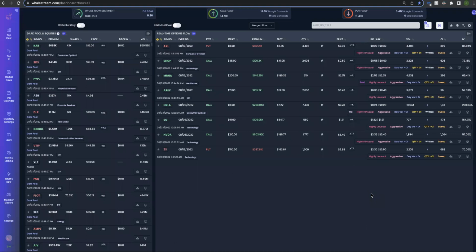So we look at the volume related to the OI. We look at the quantity. We look at the premium. We look at the out of the moneyness. And we examine all these different parameters to basically determine how out of the ordinary this order is in relation to the flow on that symbol and where the stock is currently trading.